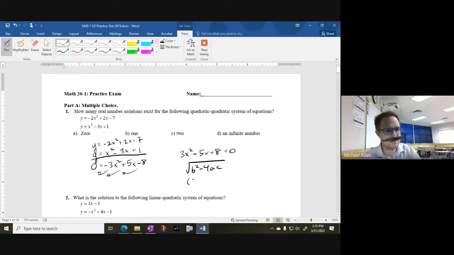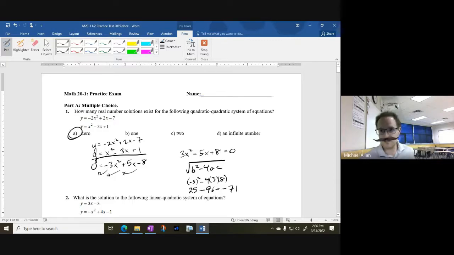So my b here is negative 5, squared. My a is 3, and my c is 8. So negative 5 squared is positive 25. And then I notice over here that this number, 12 times 8, is 96. This is going to end up being a negative number. 25 minus 96 is negative 71. Because this is negative, we have 0 solutions.